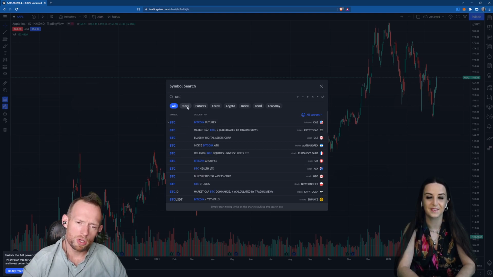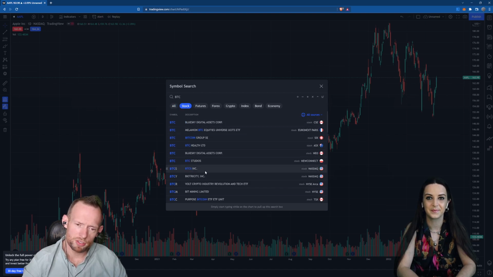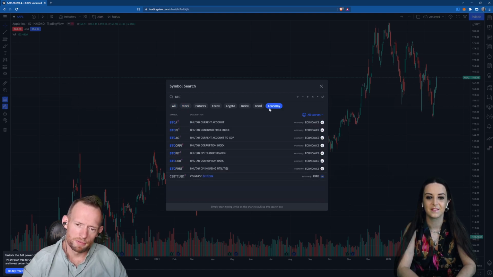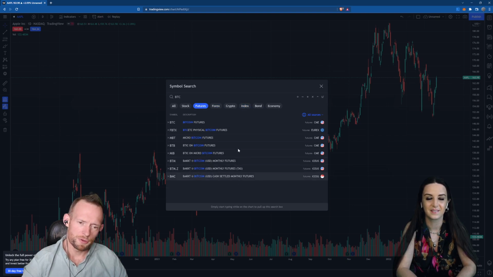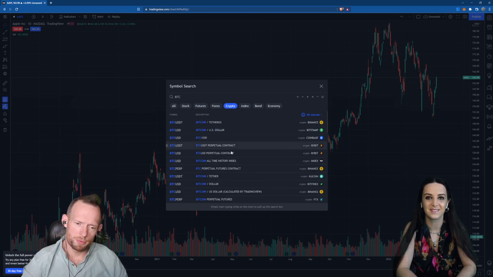Well, we can go into the subsections here so you can see that there's options to see all of them, specifically in relation to stocks. We also have economic indices, bonds, indices for markets, forex trades, futures, as well as cryptocurrencies. Now for cryptocurrencies as well, you can further narrow this down. So you can notice there's a whole bunch of different exchanges listed here.